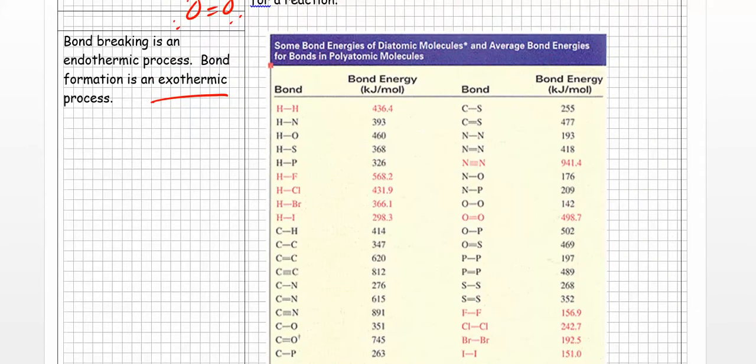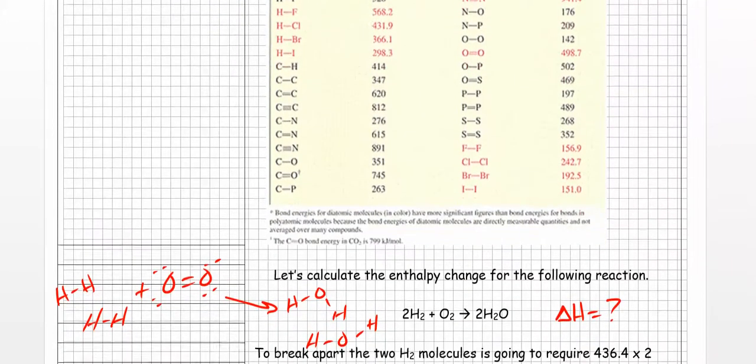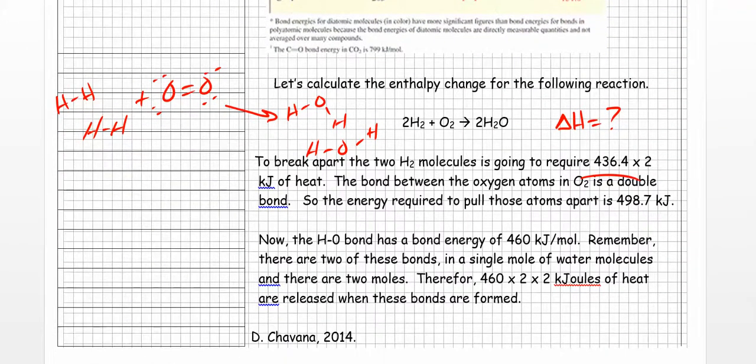So I'm told, this is the very first entry, that a hydrogen-hydrogen bond has a bond energy of 436.4 kilojoules per mole. But there's 2 moles, right? There's 2 moles of hydrogen molecules, and so I have to double that number. So 436.4 times 2. That's kilojoules of heat.